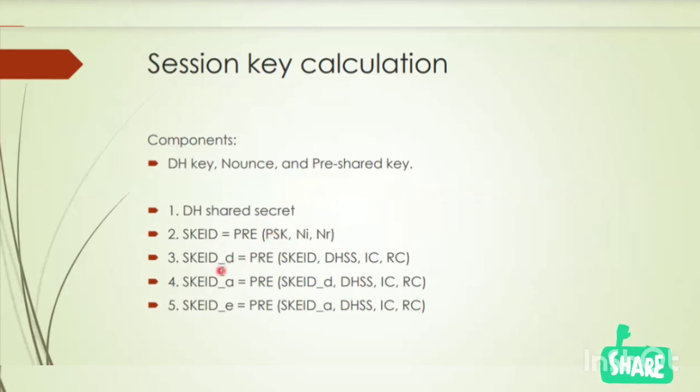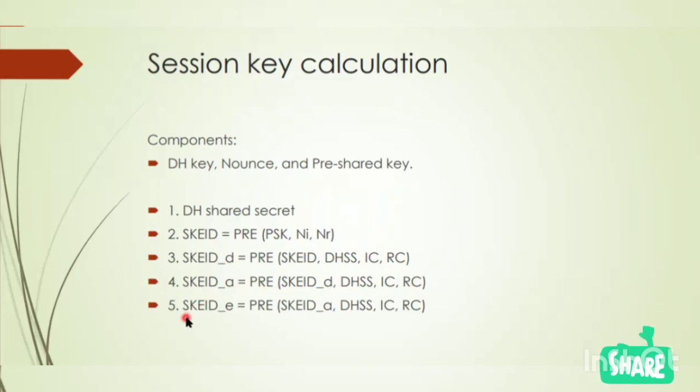Next, the third key is the derived key, which is used in phase 2. So now we are calculating the derived key. To calculate the derived key, we need the session key, DH shared secret, initiator cookie, and responder cookie. These are the components needed to calculate the derived key. Next, the authentication key. To calculate the authentication key, we need the derived key, DH shared secret, initiator cookie, and responder cookie.